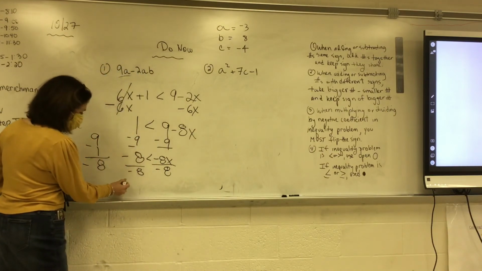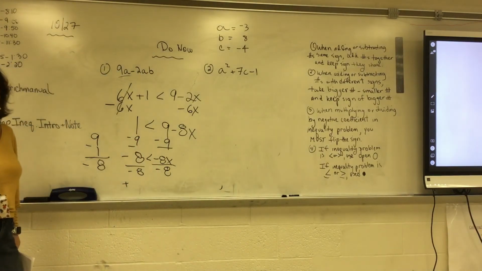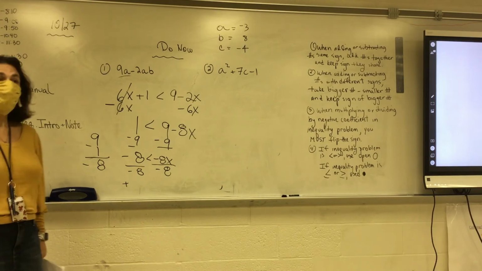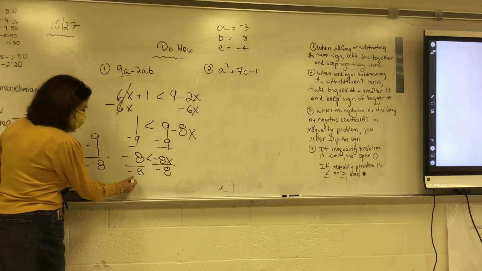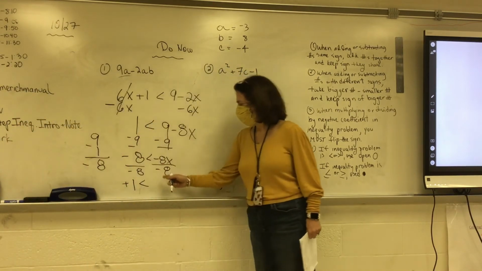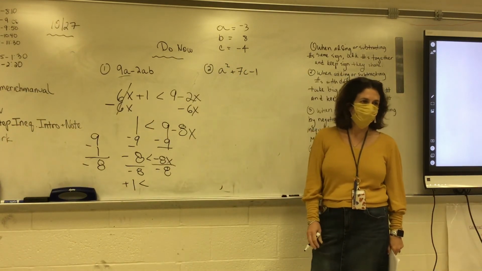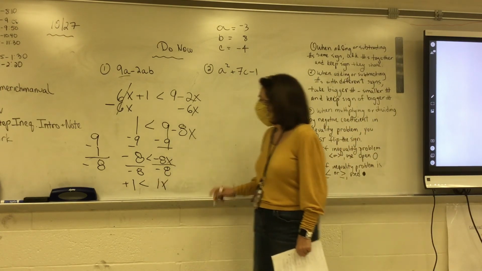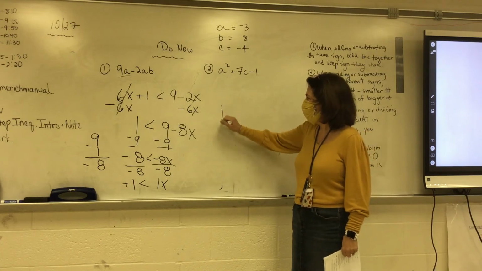And what is 8 divided by 8? Or any number divided by itself? How many times can 8 go into 8? It's all right, take your time, it's nothing to stress over. 1. Correct, 1. So I have a positive 1 is less than. Now, again, what is a negative 8 divided by a negative 8? 1. Correct, 1x. Now, it looks like this is our final answer.